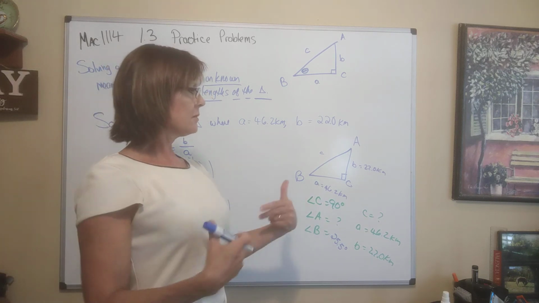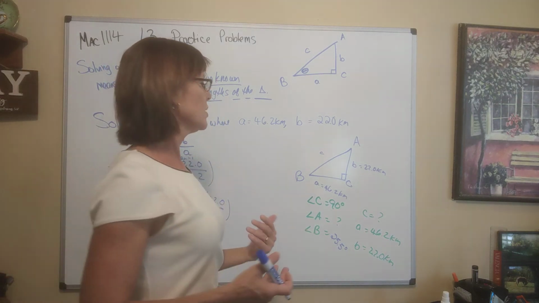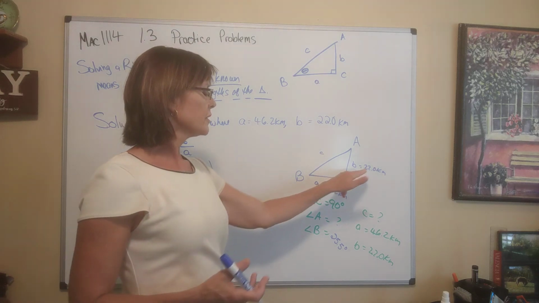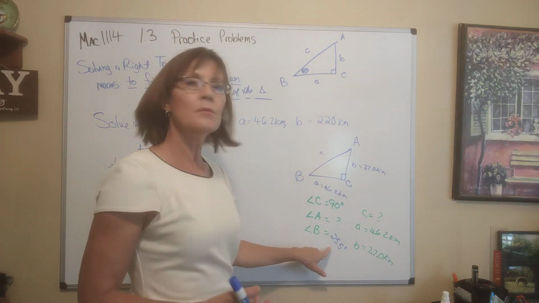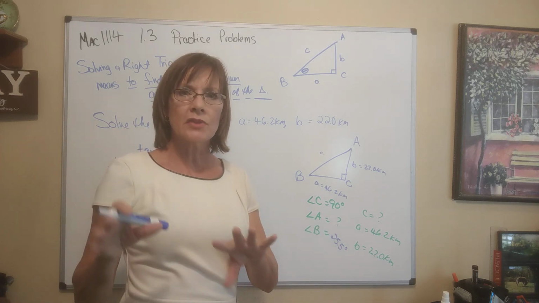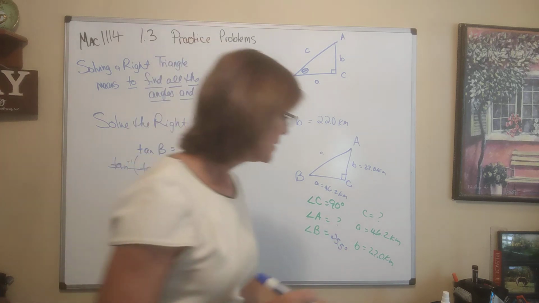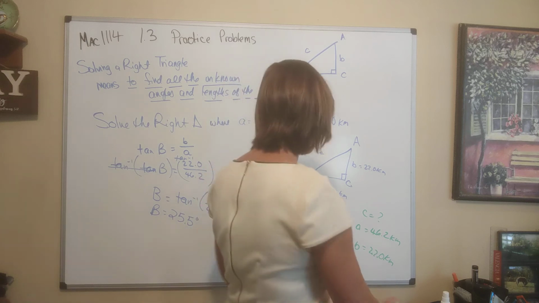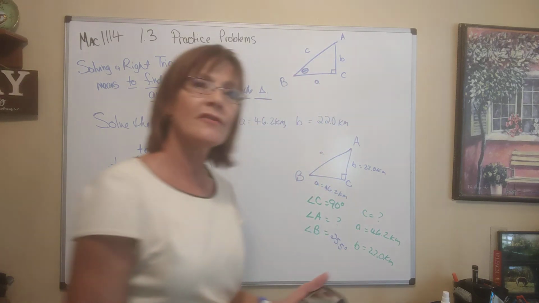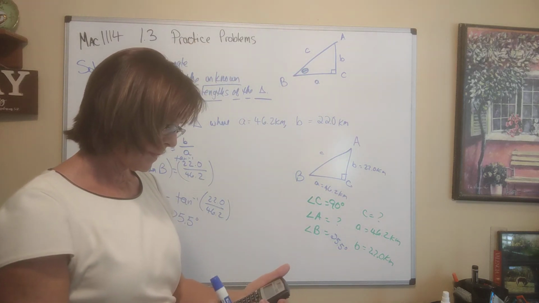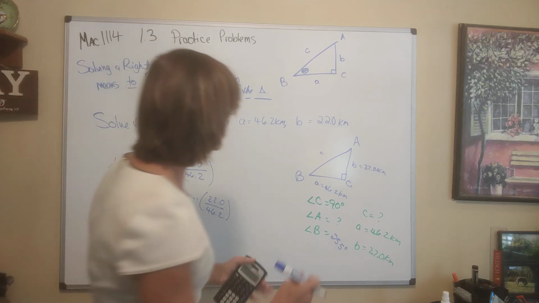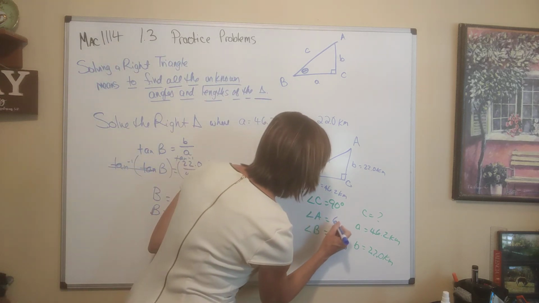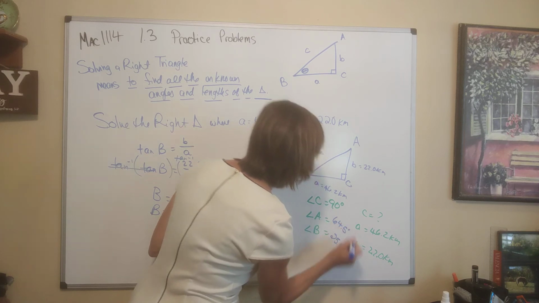All right, how can we figure out what A is? Well, you could do the same thing. You could do inverse tangent of opposite over adjacent and find out what A is, or you could just subtract this from 90, because the sum of all the angles of a triangle add up to 180, and 90 is taken up here. So 90 minus 25.5 gives me 64.5. And that's a real quick way to figure that out.